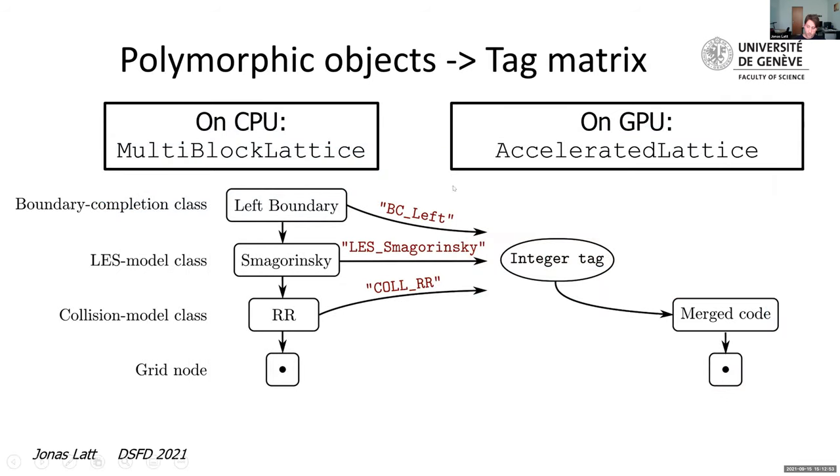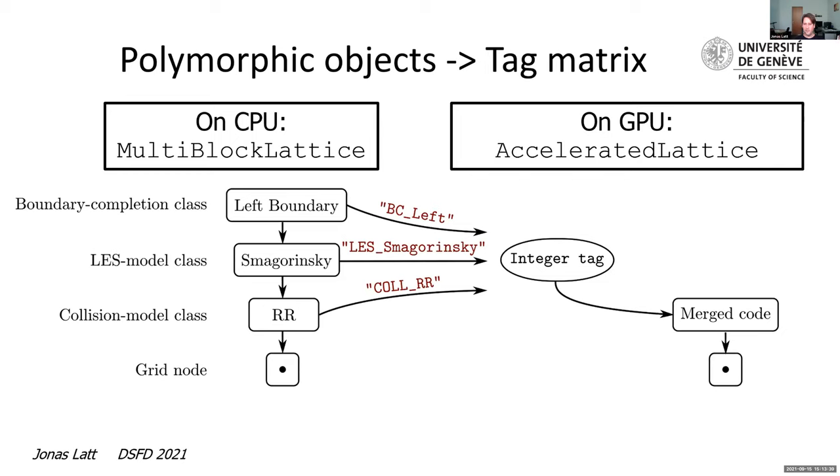Okay. So what we do is we have a new data structure in Palabos, which is more GPU oriented. Traditionally, all the data in Palabos, you have this on the left of the screen, are in a structure which is called the multi-block lattice. And now on the right of the screen, we have the accelerated lattice, which is optimal for GPUs. It has a different memory layout, because that's what the GPUs want. And the virtual functions are replaced by cell tagging. So every cell has an integer tag, which identifies the whole chain of algorithms which you are going to call. This tag matrix is built automatically by Palabos.